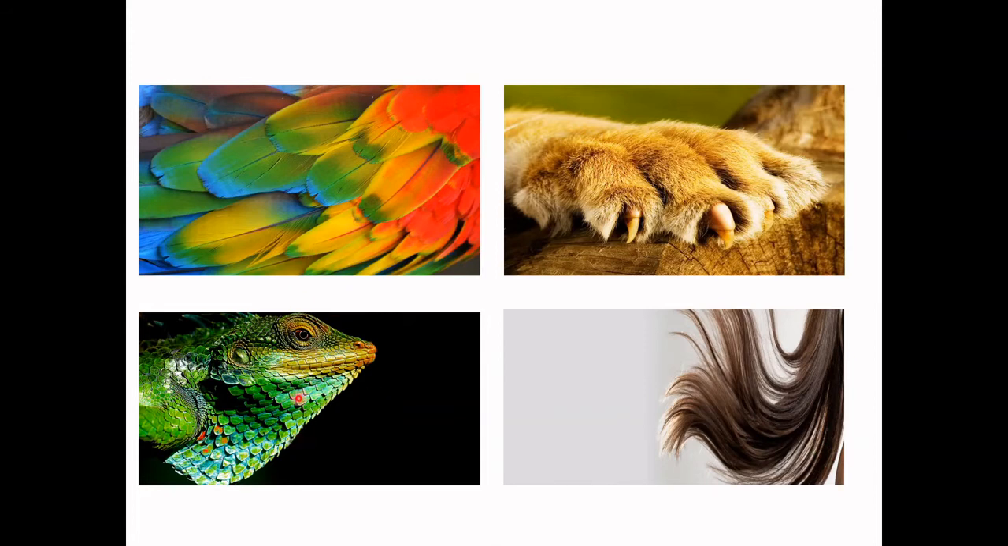The feather and the scale are made up of a protein called beta keratin. That means the beta pleated sheet is predominantly seen in it. These two are made up of alpha keratin. The alpha helix is predominantly seen in it, protein in the form of alpha helix. Clear? So the claws and hair are made up of alpha keratin. The feathers and scales are made up of beta keratin.